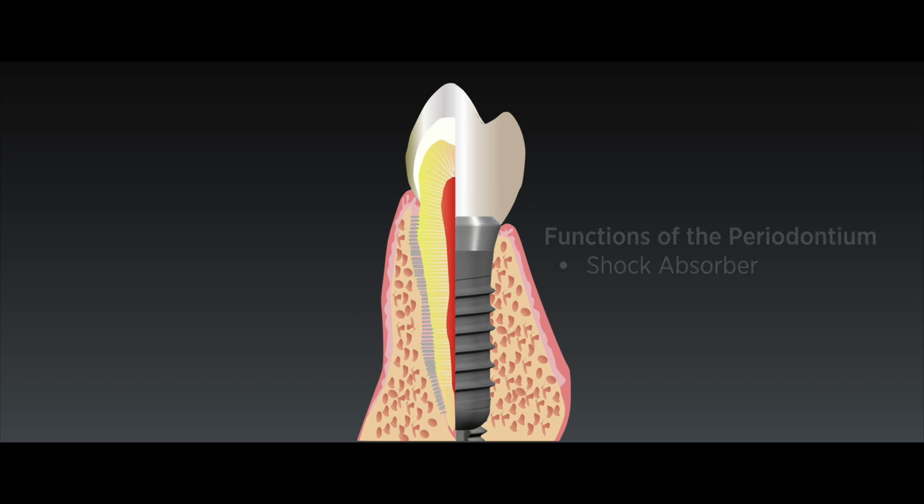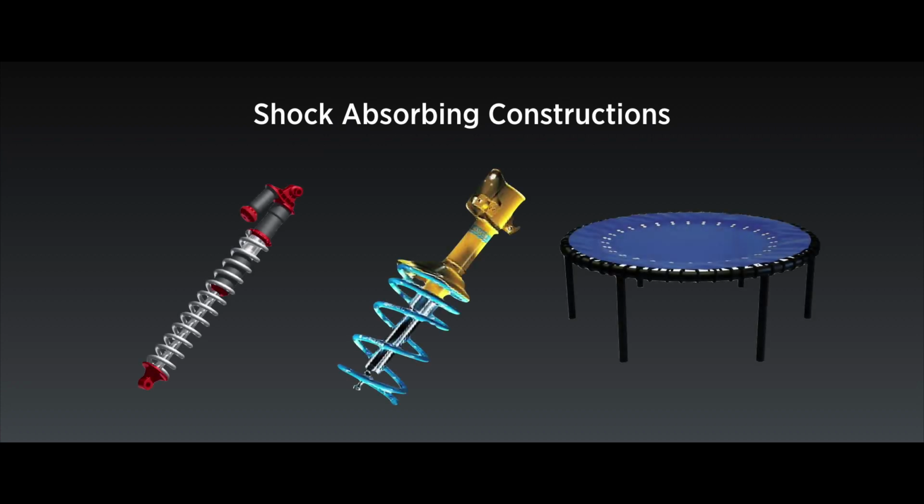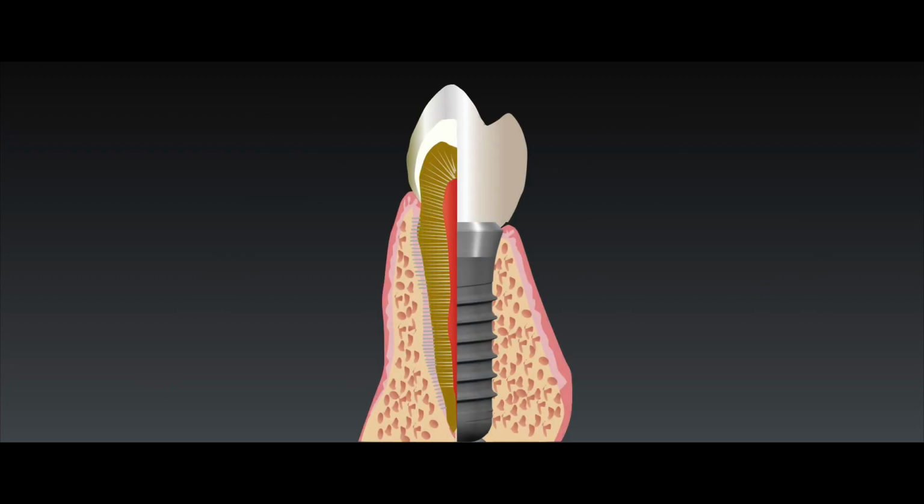The implant is ankylotic. One of the functions of the periodontium is that it works as a shock absorber. Everywhere around us we have shock-absorbing constructions. The periodontium protects the crown from rapid and heavy forces. The dentin also works as a shock absorber.